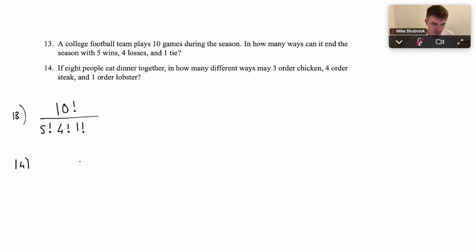Similar idea for question 14. 8 people, so 8 factorial on the top. 3 order the chicken, 3 factorial. 4 order steak, 4 factorial. 1 orders lobster, divide by 1 factorial.